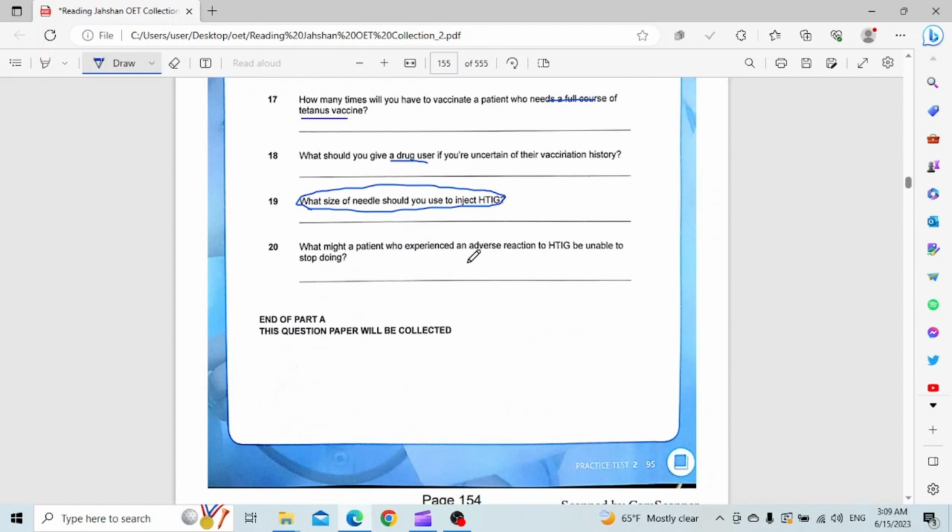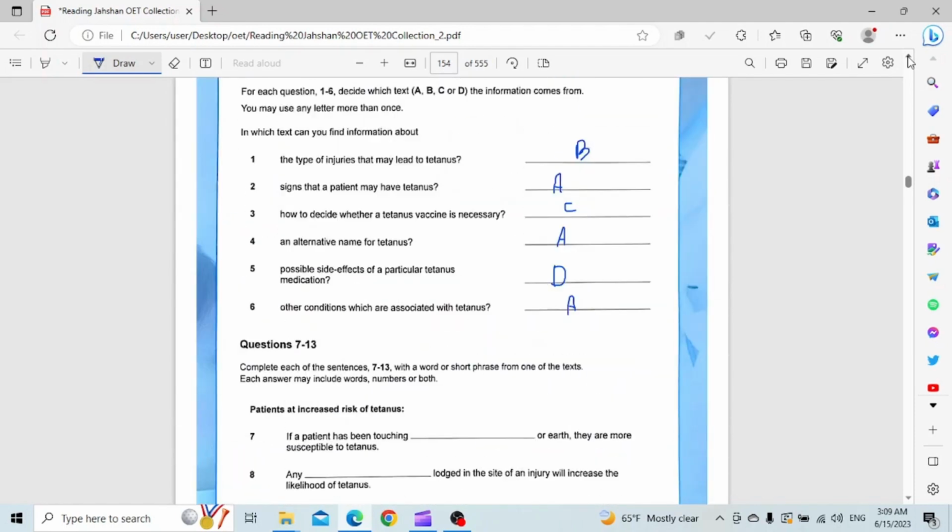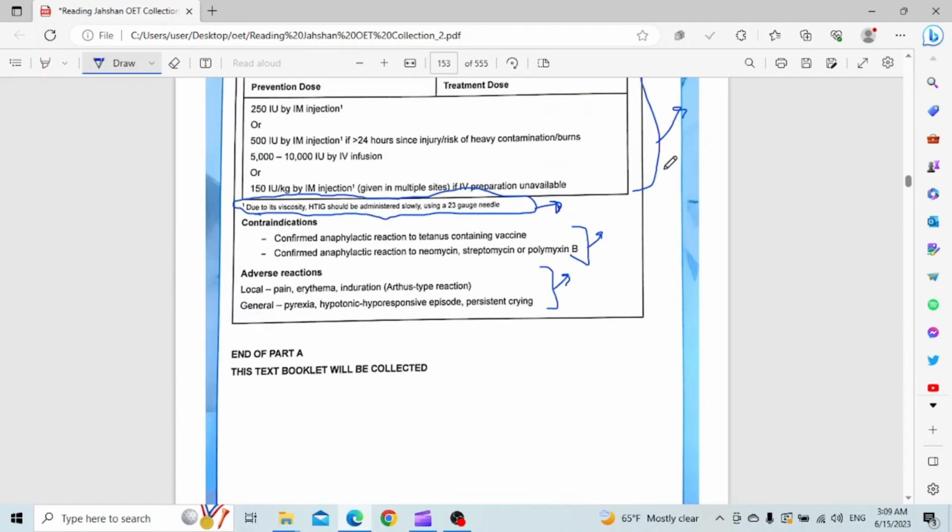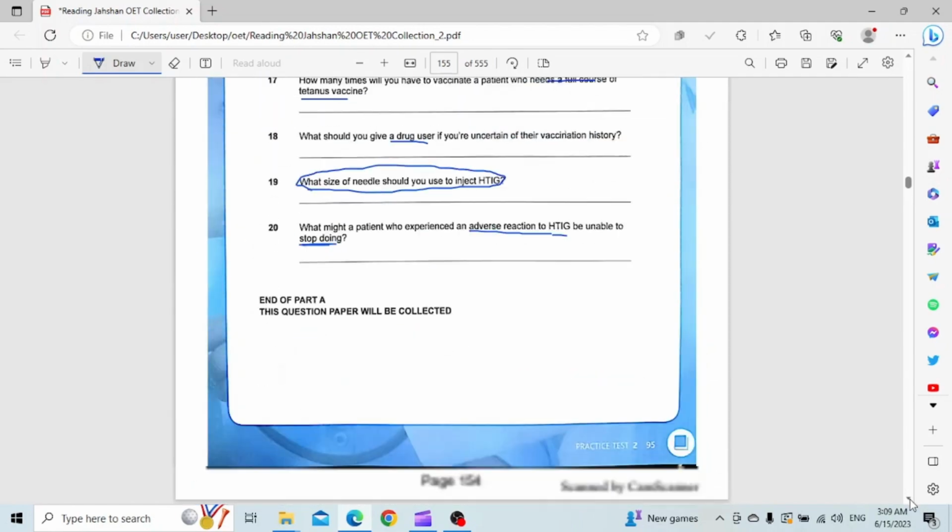What might a patient who experiences an adverse reaction to HTIG be unable to stop doing? So adverse effect, we have given it a title at the end of HTIG. So what can't he stop doing? Then I go back. This is about adverse reaction. Hypotonic episode, persistent crying. So he can't stop crying. So my answer would be crying. Okay.